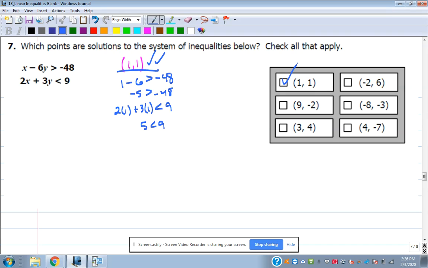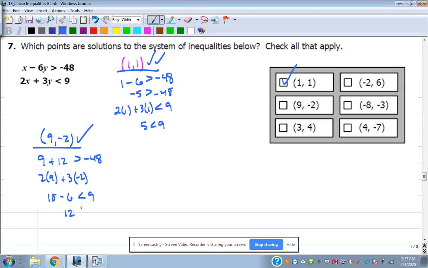Let's go down that list. So 9, negative 2. It'd be 9 plus 12. That's going to work because 9 plus 12 is positive, right? Positive is always bigger than negative. So I don't have to really get that number. I'm going to go to the next one: 2 times 9 plus 3 times negative 2. So that'd be 18 minus 6. Is that less than 9? What's 18 minus 6? It'd be 12. Is 12 less than 9? No. So 9, negative 2 does not work, so it's out.